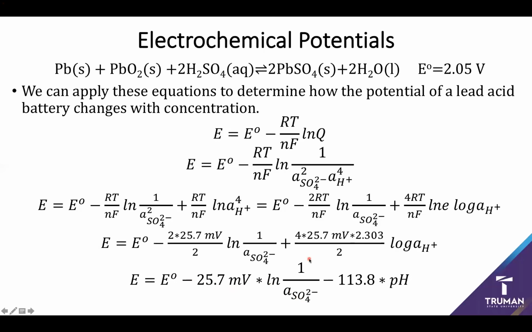But one of the big points that I really want to illustrate is this last cute expression, because it turns out we know what negative log of the activity of a proton is. This is the very definition of pH. So I can replace any log of the activity of a proton with the pH of the system. Thus, we see another sign change, and then I collapse the rest of these numbers into 113.8 millivolts.